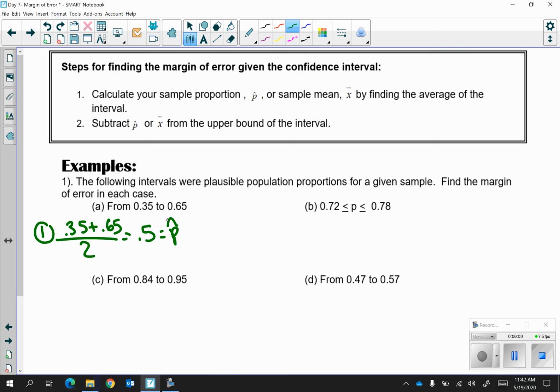Now that means this is my sample proportion. Because remember, in the confidence interval, your sample proportion or sample mean is directly in the center of it. Now that you have your sample proportion, we can find the margin of error. And that's going to be, take the upper bound of your confidence interval and subtract the sample proportion. Overall, we're going to get 0.15 as your margin of error. If you're having a little trouble understanding what's happening, we have our confidence interval.